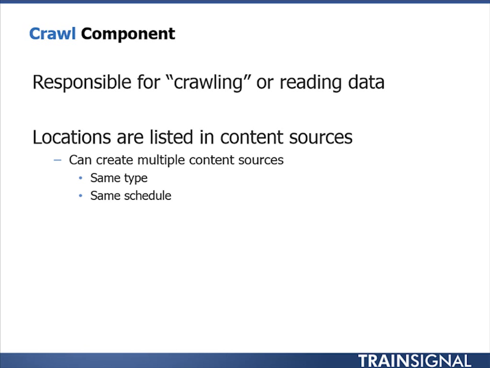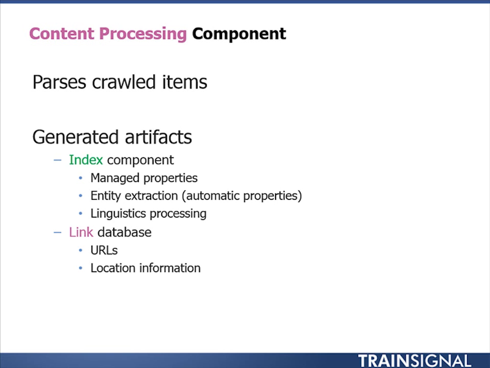Now, the way that you're going to identify to the crawl component what it is that you want crawled is by going in and listing locations inside of content sources. And as we're going to see later, content sources can be created to serve my needs as long as each content source that I create utilizes the same type of document source or item source and uses the same schedule. The next component that we have is the content processing component.